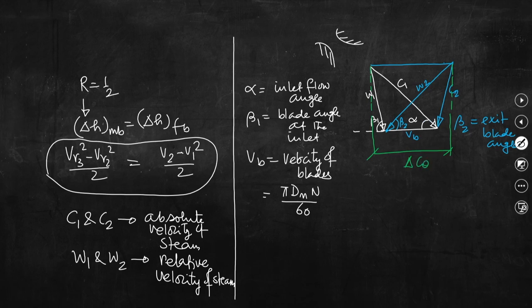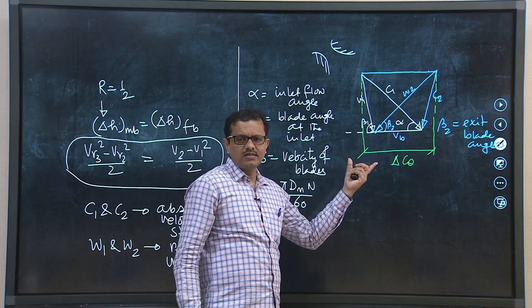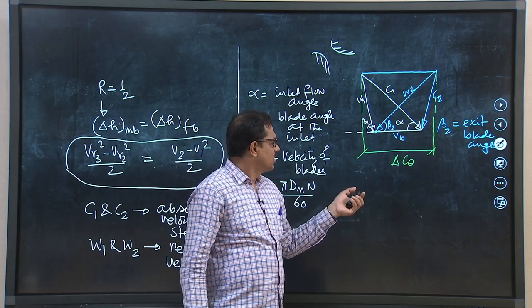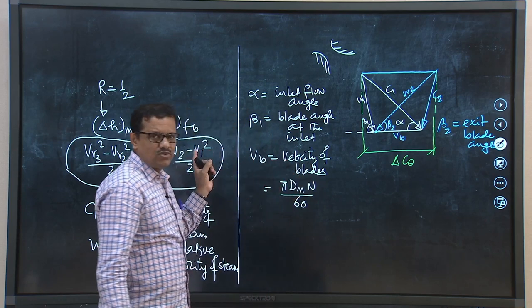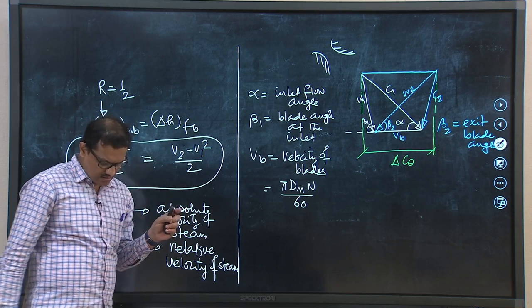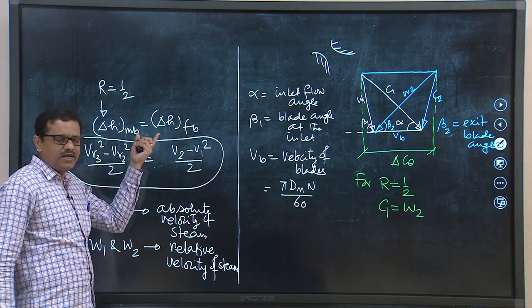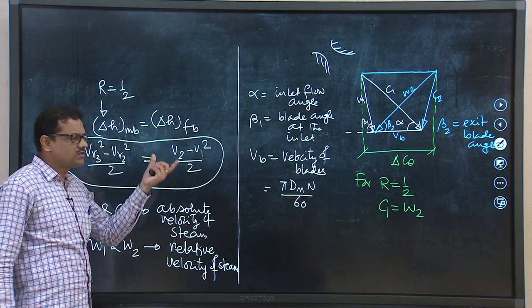Now we will write it because we have also done a similar type of analysis for the impulse type of turbine. Since we are going to consider a special case for which degree of reaction is half, for such a case we can write that C1 equal to W2. So, for R equal to half, C1 equal to W2, that we will be getting from the expression of enthalpy drop across the moving blade and enthalpy drop across the nozzles or fixed blades.